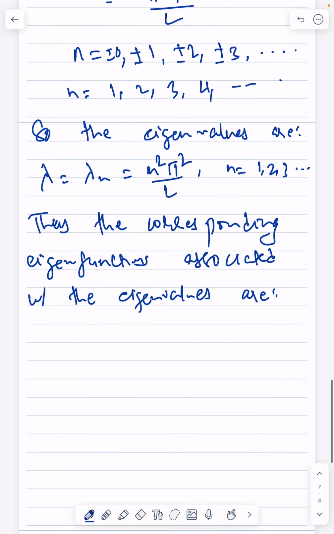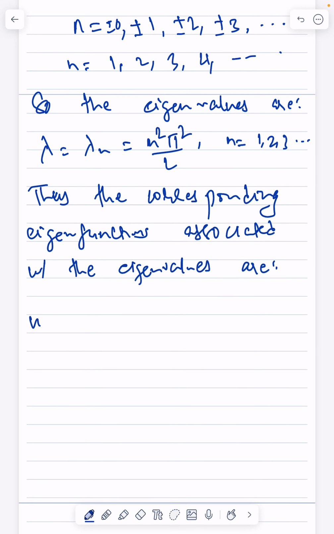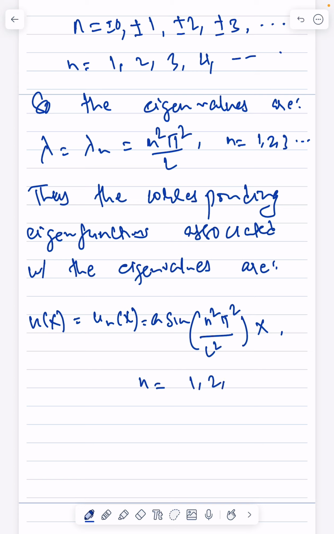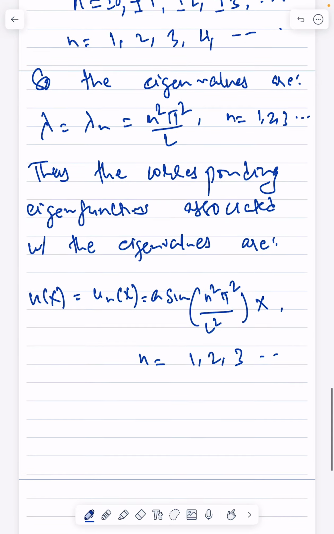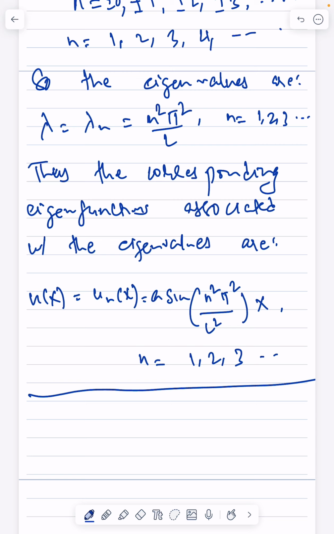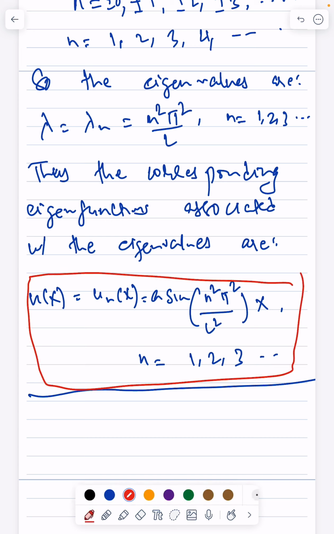So we usually denote the eigenfunctions with the function u of x equal to a sine of n pi x divided by L, where n is 1, 2, 3, and a is the constant that was b in the solution, right? So this is how you calculate the eigenvalues and eigenfunctions from a given ODE for a given boundary condition. So we can mark this as a solution. This is our eigenfunction.